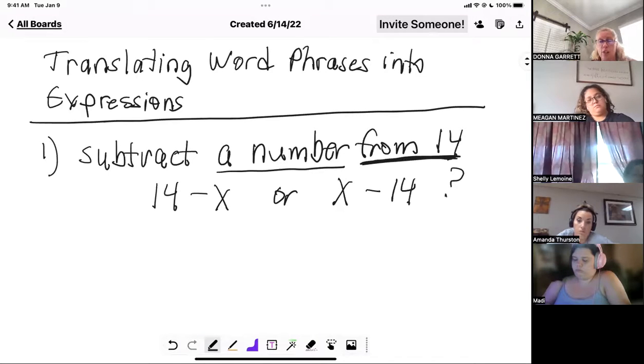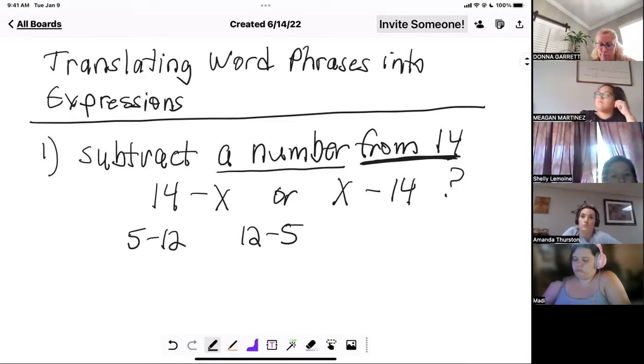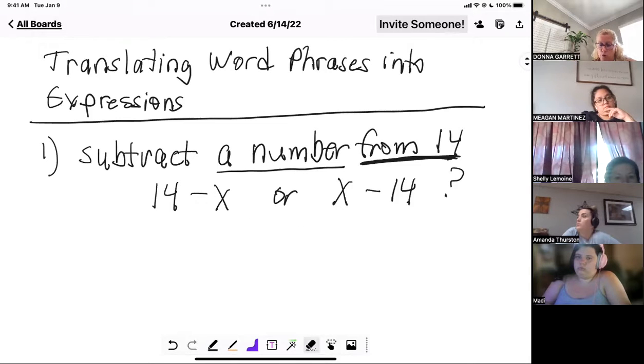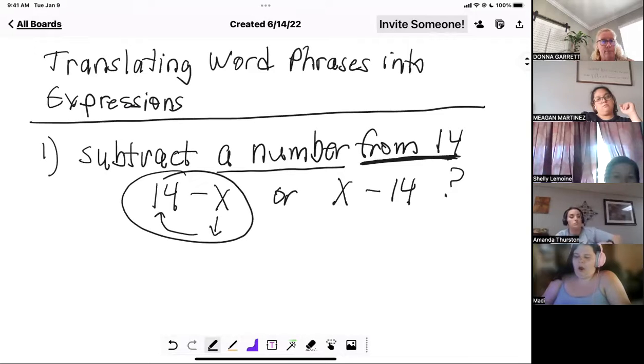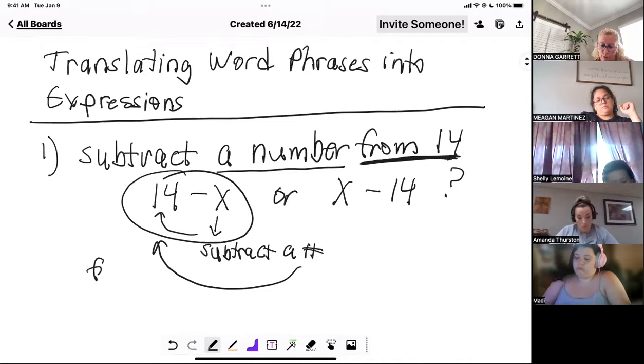If I subtract 5 from 12, is it 5 minus 12 or 12 minus 5? Think of it that way, and then think about what it would be. So subtract a number from 14, that's number 1. Subtract a number from 14. 14 had to come first.